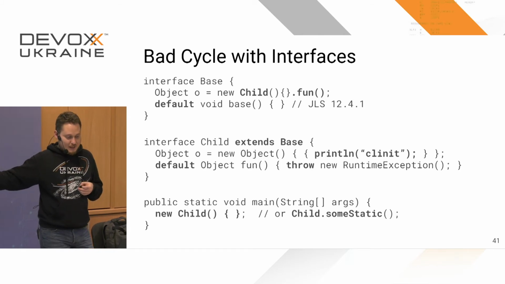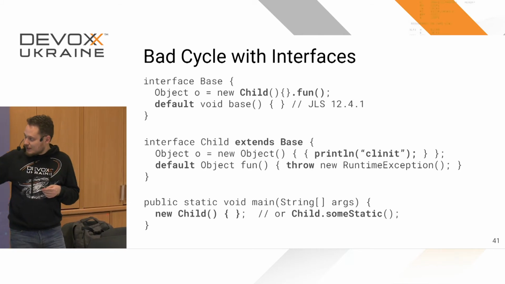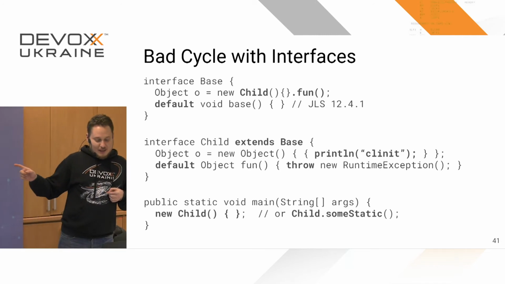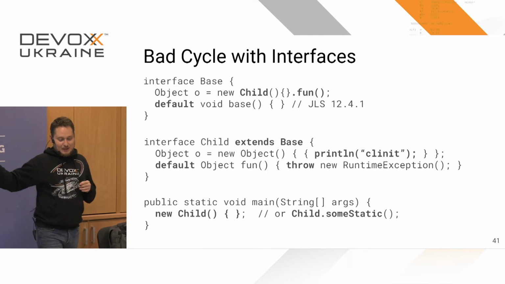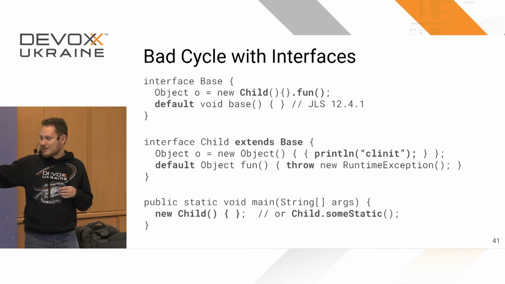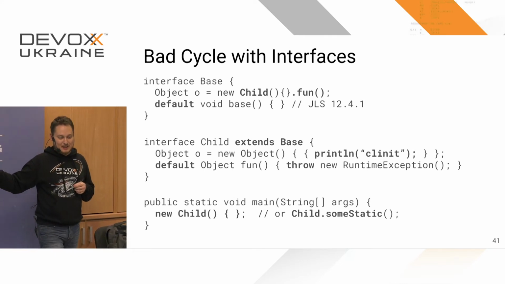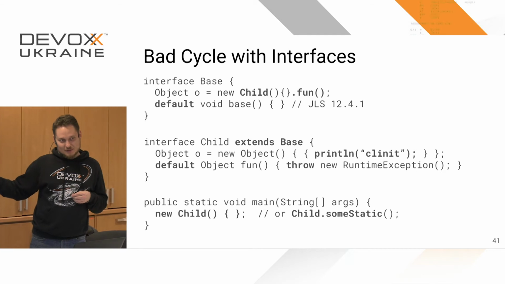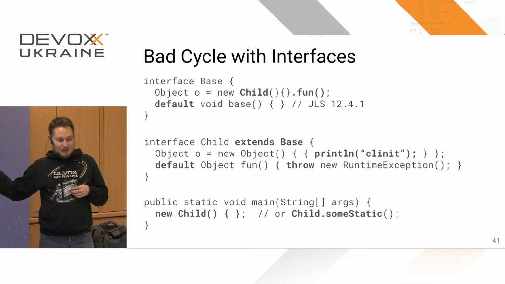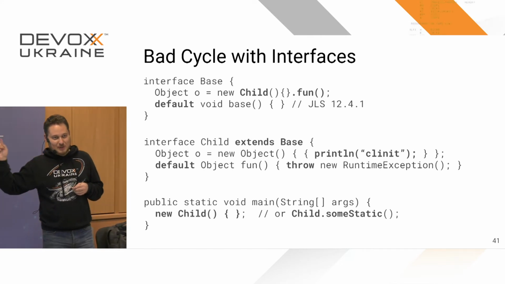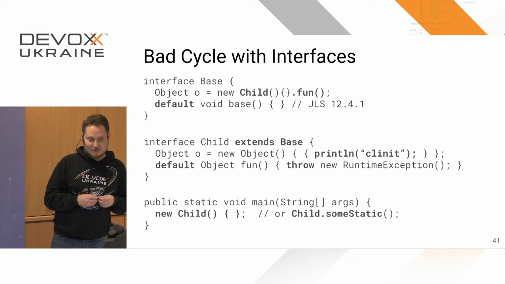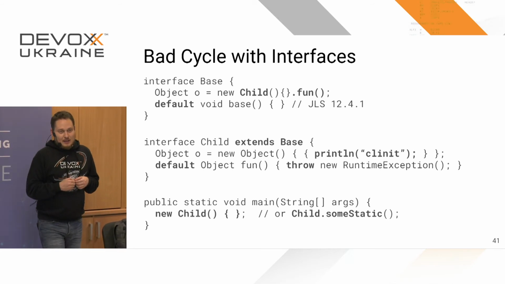Once we execute this, if we see that the line is printed before the exception is thrown, then all is OK: the child is initialized before the base, and the method is not executed before the child is initialized. If we first see the exception, then the child is not initialized, and the call of a method happened as before with bad cycles on classes. The call of a method happened before the initialization completed.